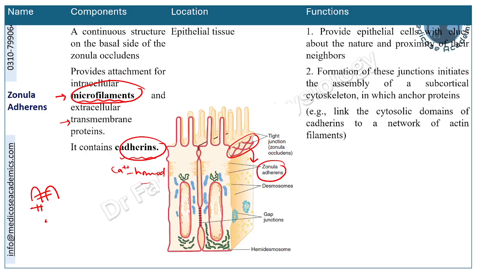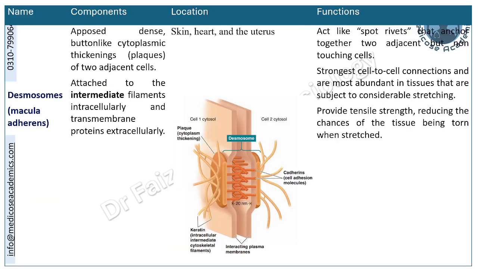Formation of these junctions initiates the assembly of subcortical cytoskeleton in which anchor proteins are embedded, like cadherins. So, microfilaments and cadherins, and the purpose is keeping the cells in place, cell-to-cell binding, plus cell signaling from the neighborhood. Next is desmosomes.